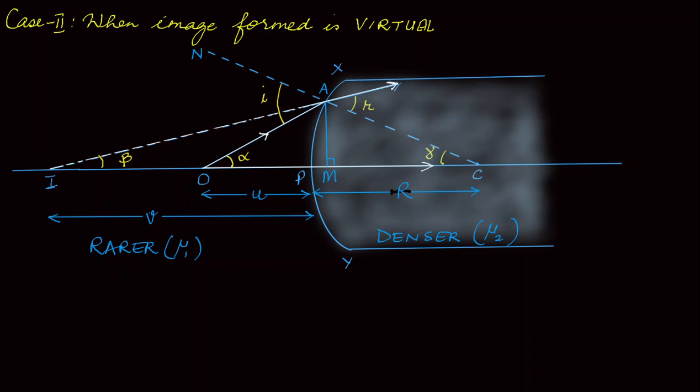Let us now discuss the second case, that is when the image formed is a virtual image. Look at this ray diagram. Again, XPY is the convex refracting surface. I have shaded this convex refracting surface just to indicate that it is a denser medium. Let's say its refractive index is mu2. Now this denser medium is placed in a rarer medium having refractive index mu1.